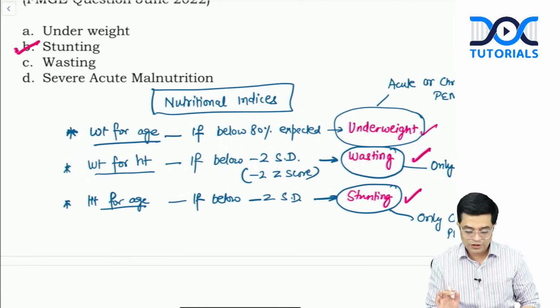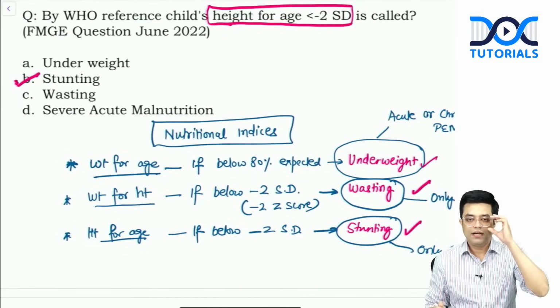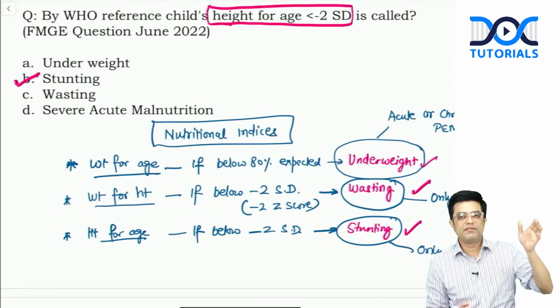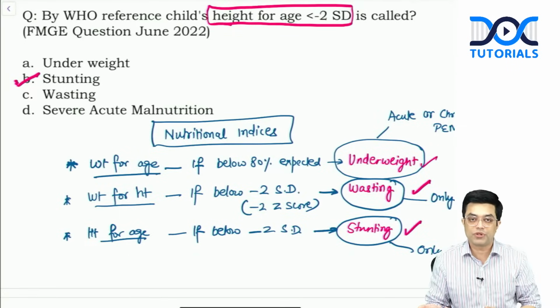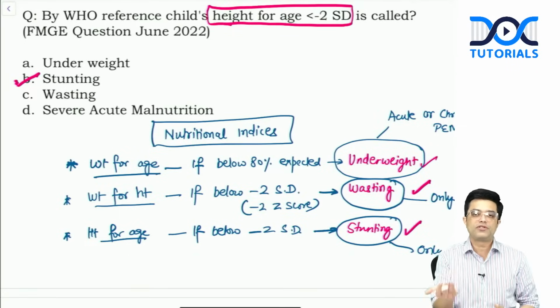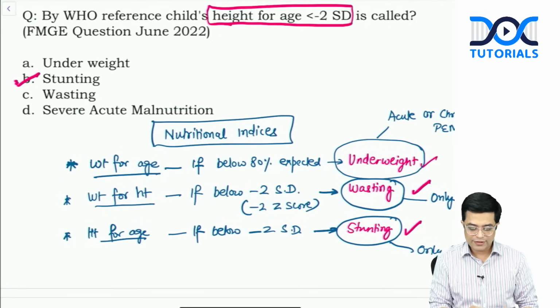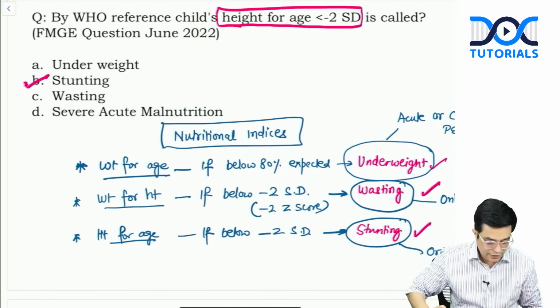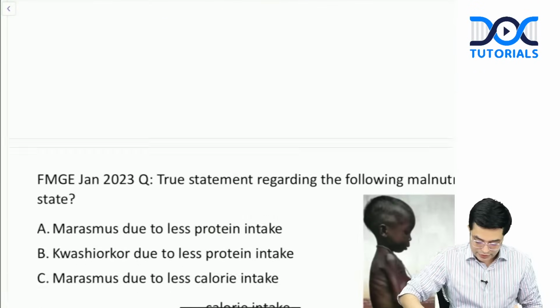So these are the 3 nutritional indices frequently asked. Before June they were not asked in the last 3 years. If you look at the older papers, 14, 15, 16, 17, they were asked very frequently. I'm not going into details of those older papers, but still these are the 3 points that I feel you should remember before you sit for the exam. Let us move further. Let us look at the next question.